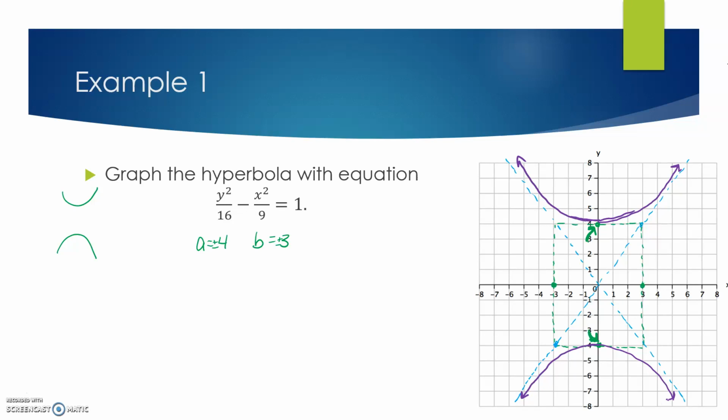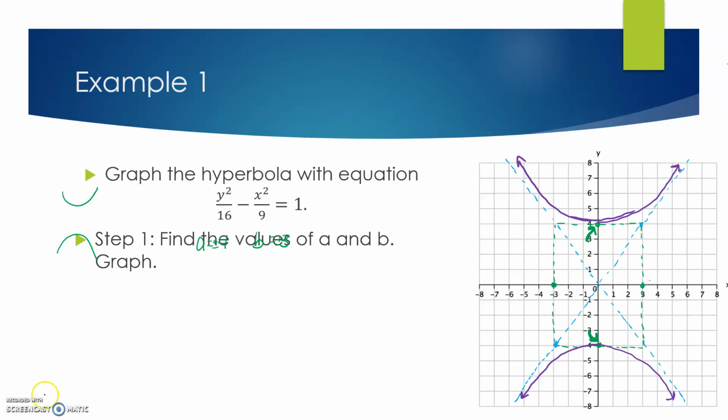And that's it. So our A and our B values never touch our hyperbola, but they help provide the box that gives us the guidelines to our hyperbola. So let's try another one. Find the values of A and B, graph. We did that.